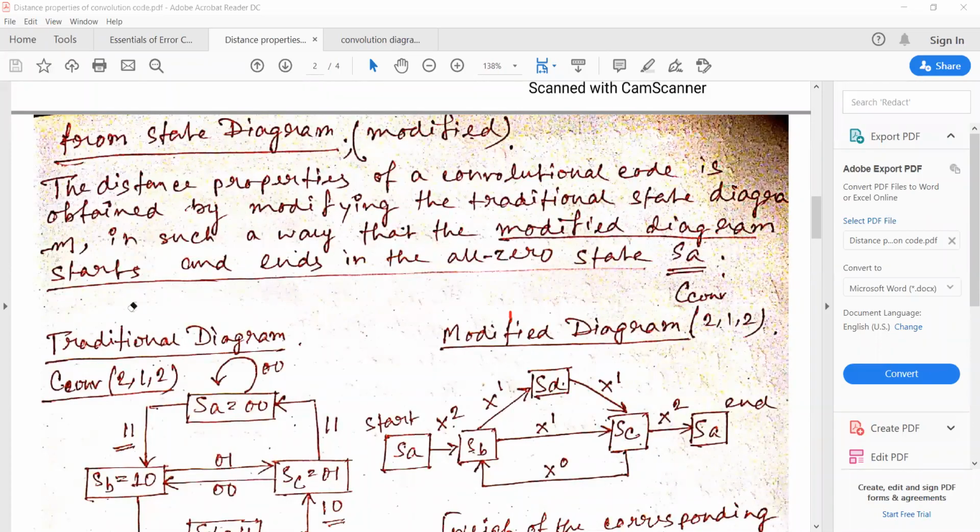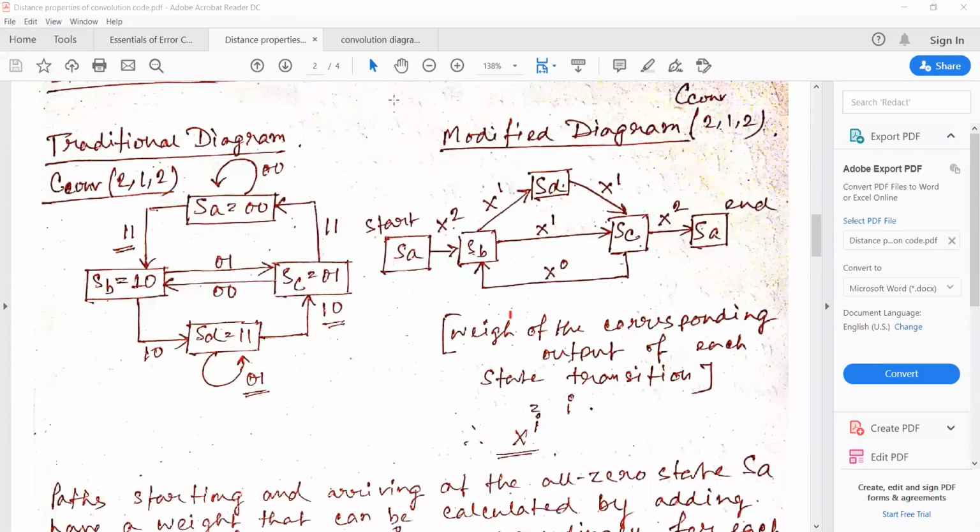The modified state diagram starts and ends in the all 0 state, SA. Okay, so now you can see from this diagram that it starts from SA and ends at SA. Now, when I'm starting from SA, what is the transition? From SA we are going to SB. That means you can see from this state diagram, that is SA to SB. So we are going from SA to SB.